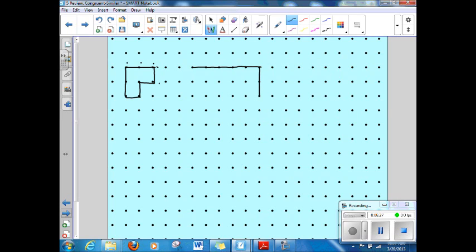1, 2, 3, 4, and 1, 2 dots in, 1, 2, 3, 4 dots in, 1, 2 dots down, so make that into 4. 1, 2, 3, 4 down, and 1, 2 dots over, so I'll make that into 4. And 1, 2, 3, oh, that must be 6. 1, 2, 3, 4, 5, 6.